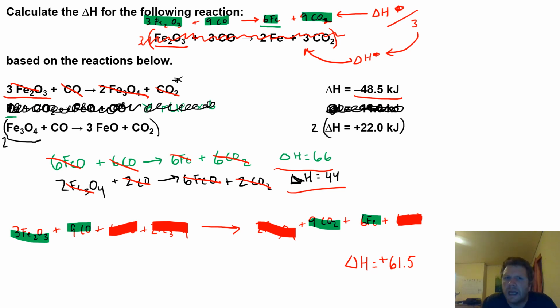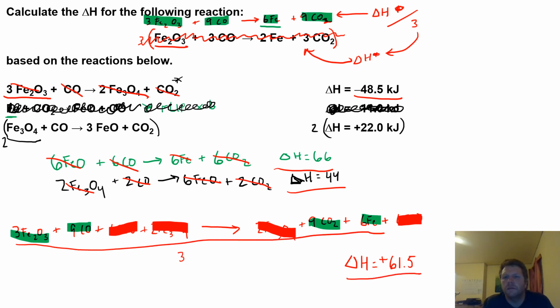But the question being asked is, what is 1 mole of Fe2O3 plus 3 moles of CO yield 2 moles of Fe plus 3 moles of CO2? Well, that tells me that when I divide all of these by 3 and divide this by 3, I will get the answer that I want. And my delta H is going to be divided by 3, positive 20.5.